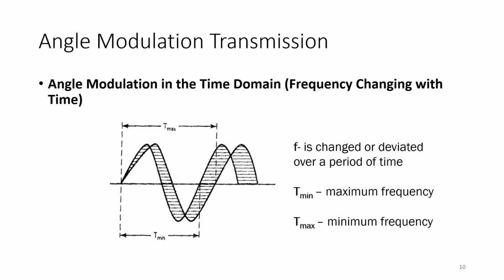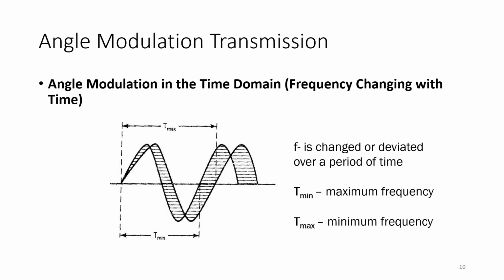This is the angle modulation in the time domain, okay? So frequency changing with respect to time. So if you're going to look at the figure, the amplitude here is constant, so you cannot see any amplitude changes. So what changes is the frequency. Sometimes the period is maximum, so minimum frequency, and sometimes your period is minimum, so that T max means minimum frequency and T min means maximum frequency.